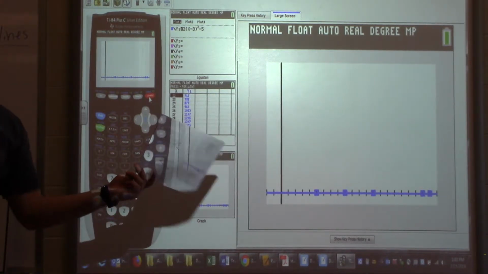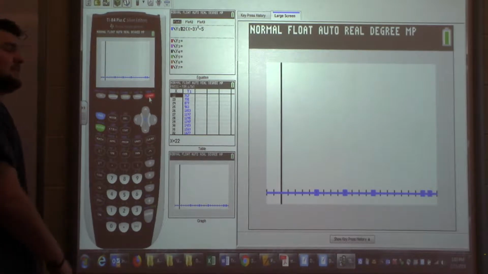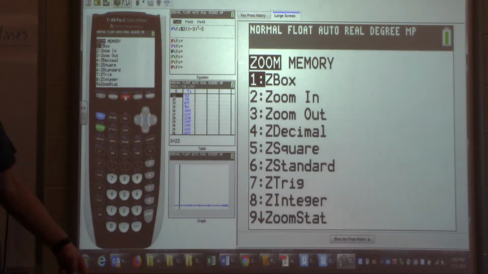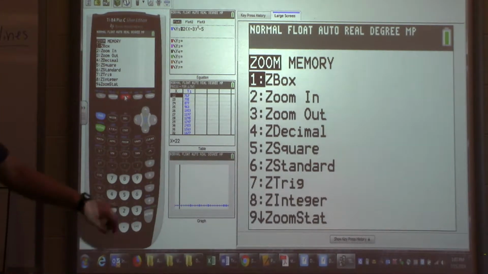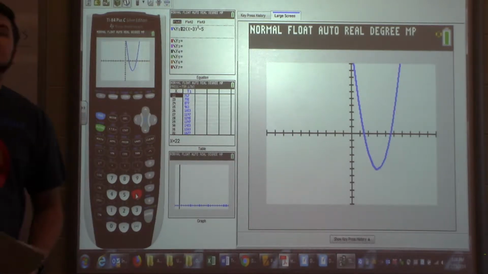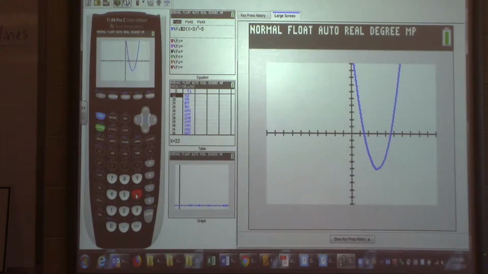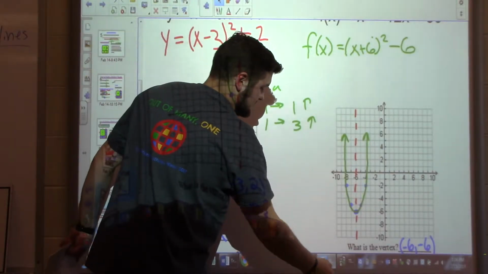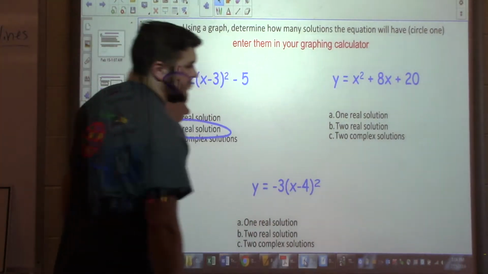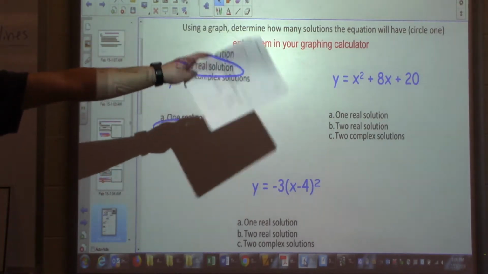Who's zoomed in? I'm zoomed in. Mine's not working. Probably because you don't have a great window. So what I would do, if I was you guys, is hit zoom, then go down to ZStandard, which is 6. Oh, that works. And it should graph. How many times does it hit the x-axis? Twice. So that means it's going to have 2 real solutions. Alright, what I want you to do is the next 2 in your calculator.